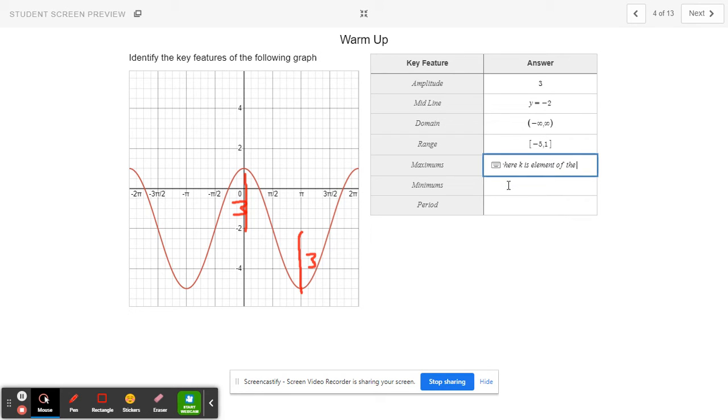What happened? Well, I can't type in the word integers. Is it in math type? Well, I'm just going to verbalize it then since I can't type it in: where k is an element of the integers.